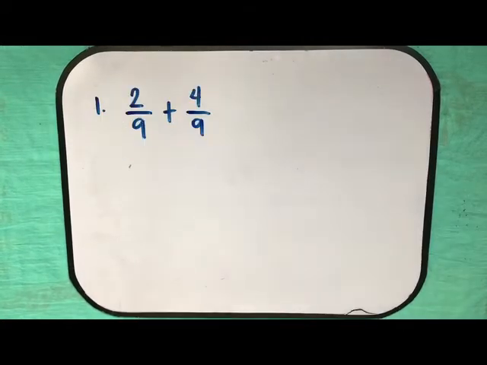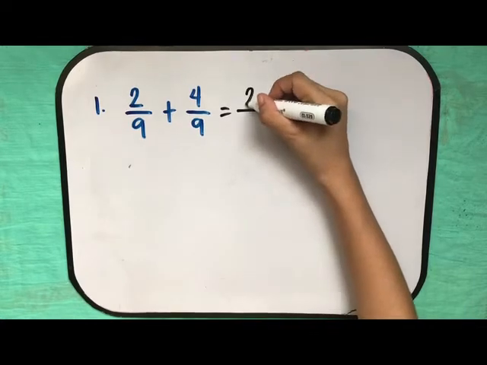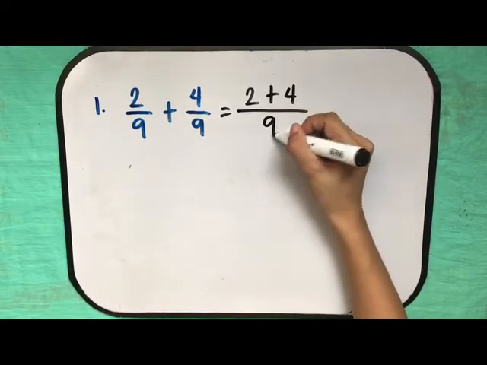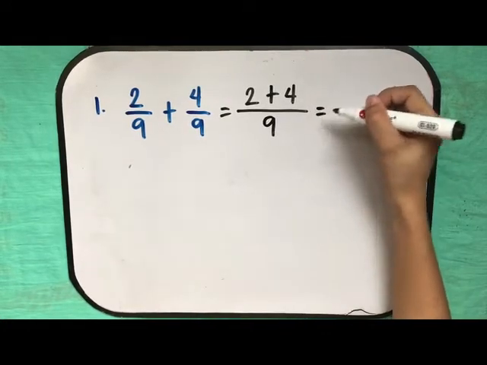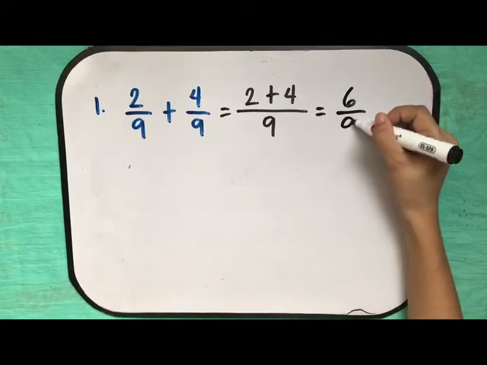Let's have an example. Number 1, 2 over 9 plus 4 over 9. As you can see, they have the same denominator. It means we will just be adding their numerator, 2 plus 4, and then copy the denominator, 9. So 2 plus 4 will give us 6, and then the denominator is 9.